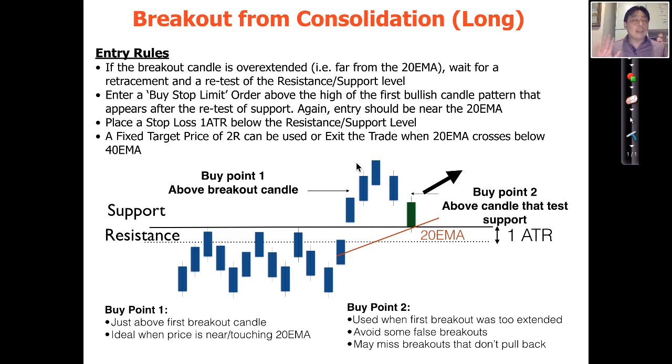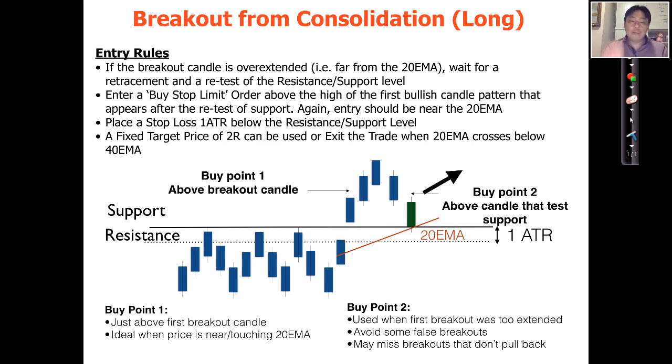Now, I know some traders who prefer to enter on buy point 2 and not buy point 1, and that's fine. In fact, if you're more conservative and you want to avoid a lot of false breakouts, it's better to take buy point 2. But the only downside about waiting for buy point 2 is that if it breaks out from buy point 1 and keeps running, it doesn't retrace, you'll not get a chance to get it. So it's really up to you which style you like. Most of the time, I will enter at buy point 1, but again, if it's overextended, I'll wait for buy point 2 to enter on the retest of support.